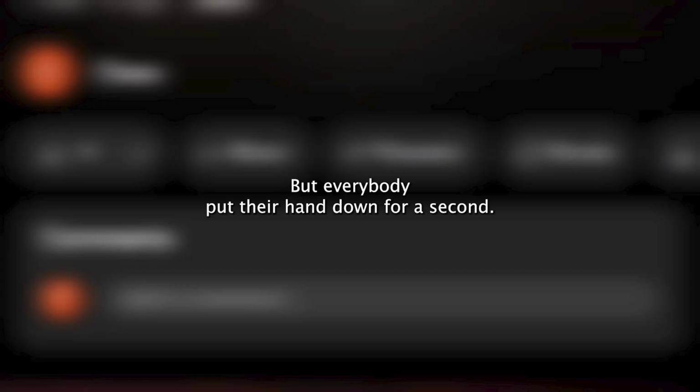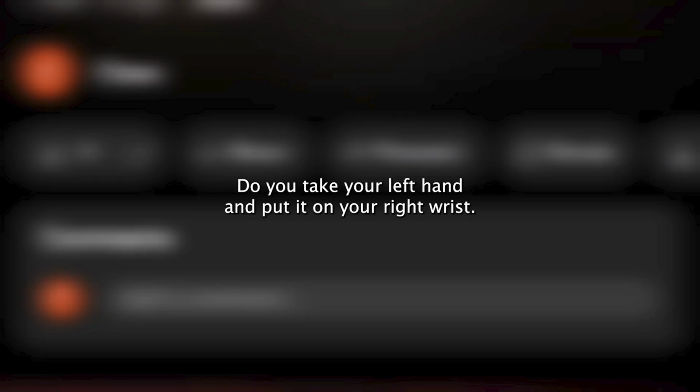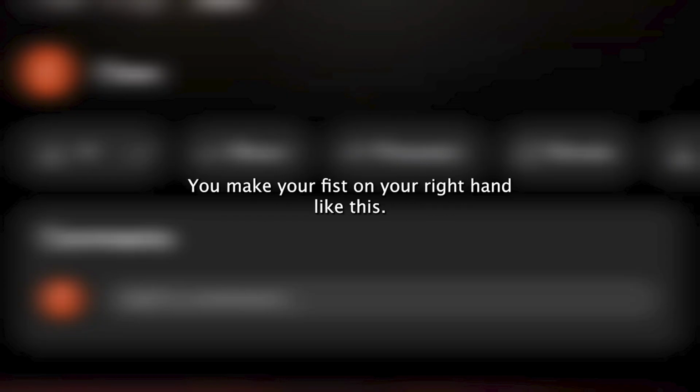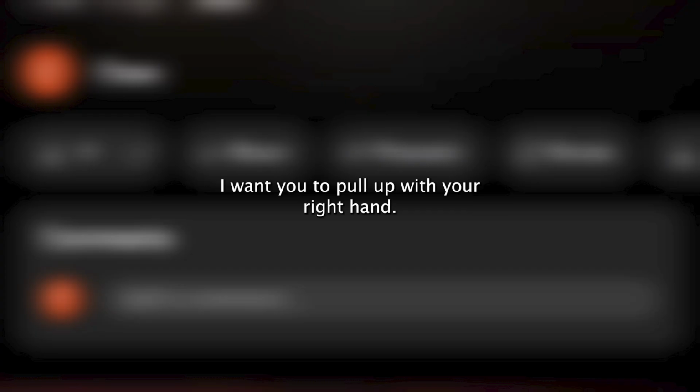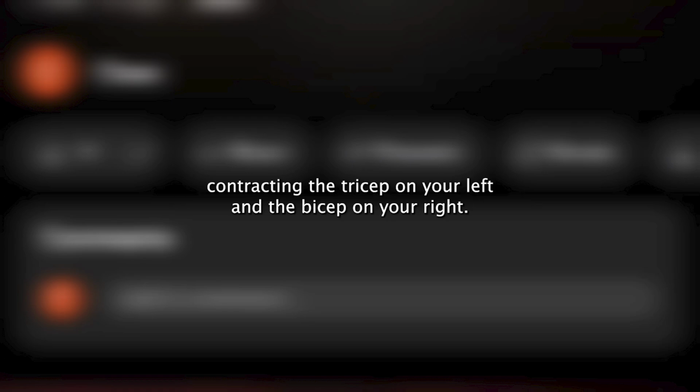But everybody put their pen down for a second. You take your left hand and put it on your right wrist and make a fist on your right hand, just like this. I want you to pull up with your right hand and push down with your left, so there's no motion. Push real hard. Hold it. Do you feel the muscles contracting? So you're actually contracting the tricep on your left and the bicep on your right. And then you switch.